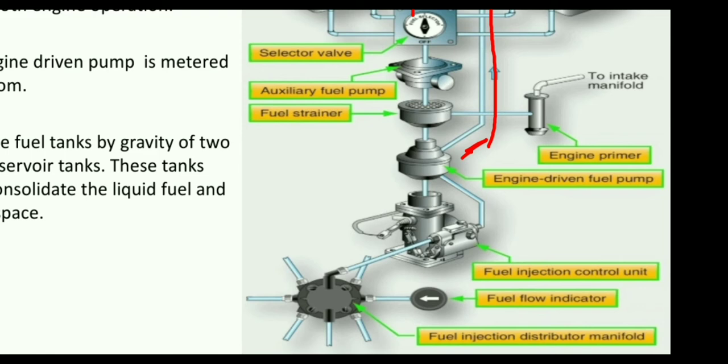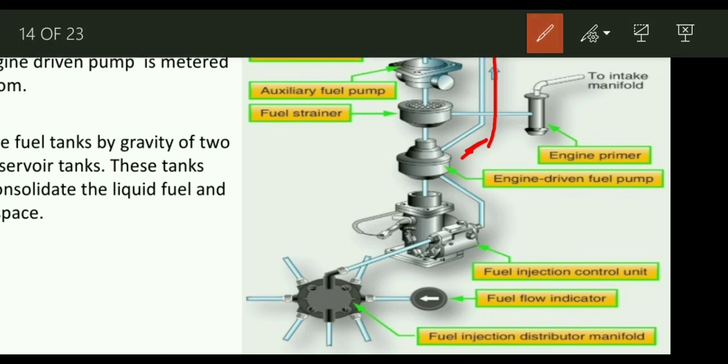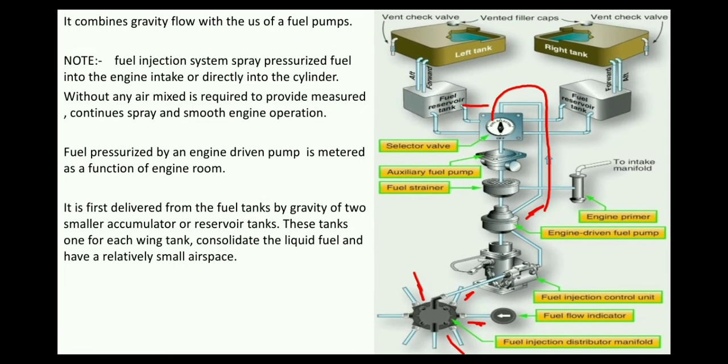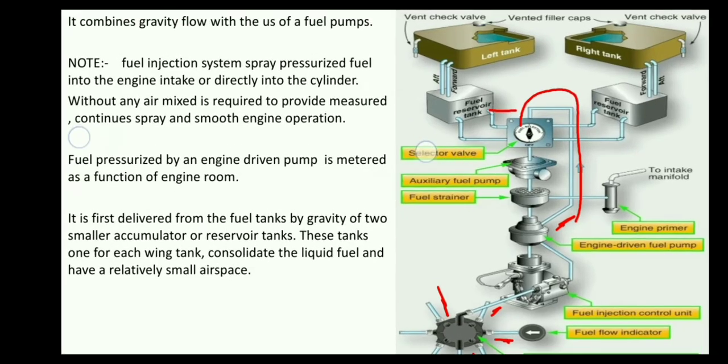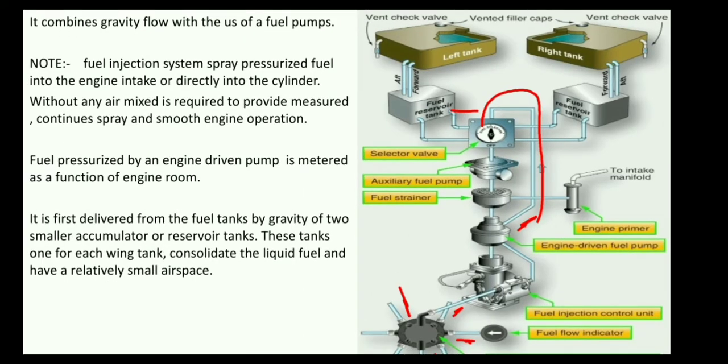This is the fuel injection system that injects the fuel into the various cylinders. This is one cylinder, this is the second cylinder, this is the third cylinder, this is the fourth. So these are the various systems that are used to inject the fuel into the engine, and this is the fuel flow indicator. It combines the gravity flow with the use of a fuel pump, and the fuel injection system sprays the pressurized fuel into the engine intake or directly into the cylinder.